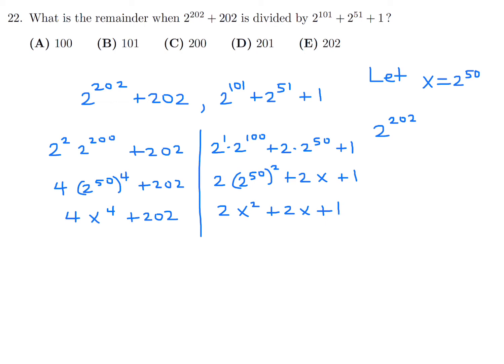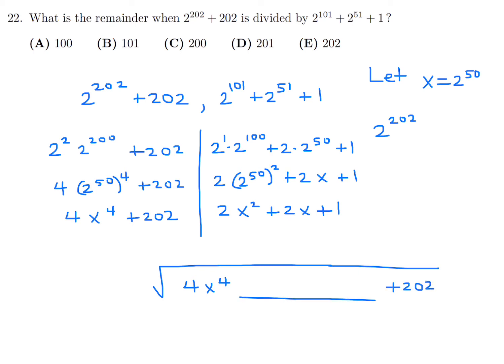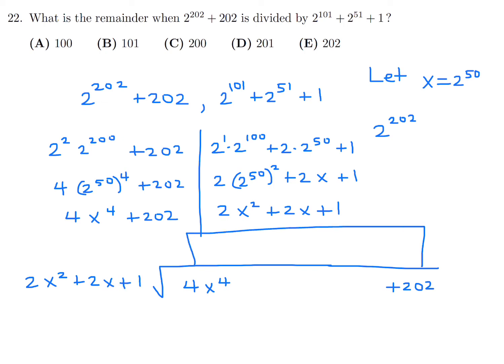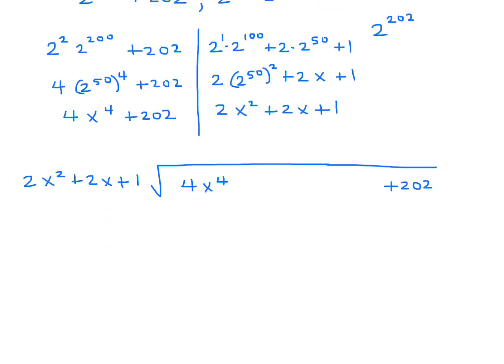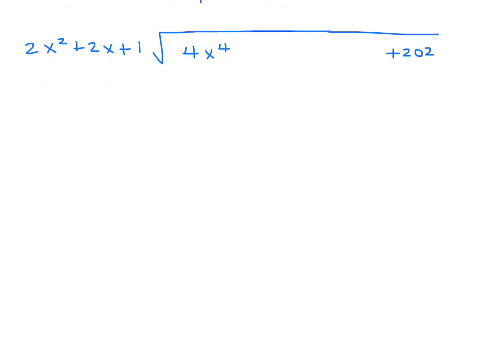Now, when this is divided by that, so long division, when 2 to the power of 202 plus 2, that's this guy right here. I'm going to put the 202 out here since there's nothing in between, no x to the power of 3, no x to the power of 2. And it's going to be divided by 2x squared plus 2x plus 1. I've got to figure out what goes here, and then that hopefully will give me the remainder. Okay, here we go.